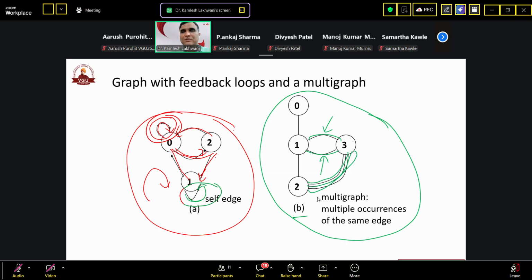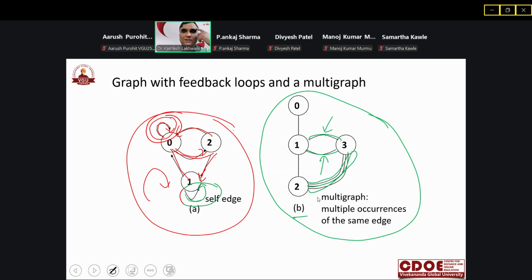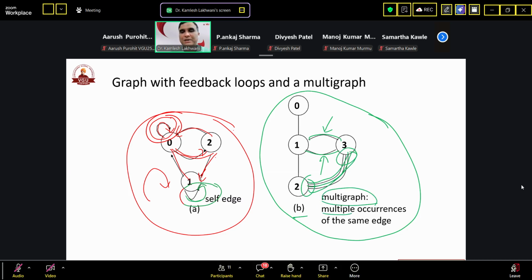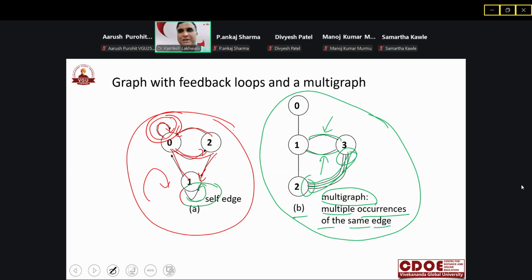right? So if there is an undirected graph and two nodes have multiple edges among each other, such a type of graph is called a multi-graph. Multiple occurrences of the same edge. If multiple occurrences of the same edge are available in a graph, that type of graph will be called a multi-graph. I hope it is clear in your mind. So what do you mean by multi-graph?